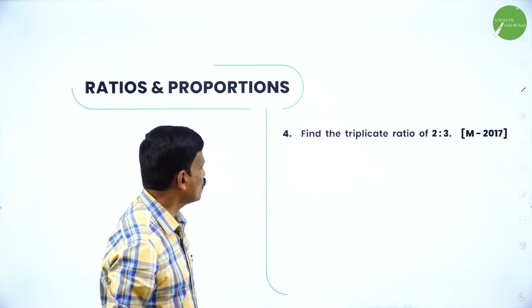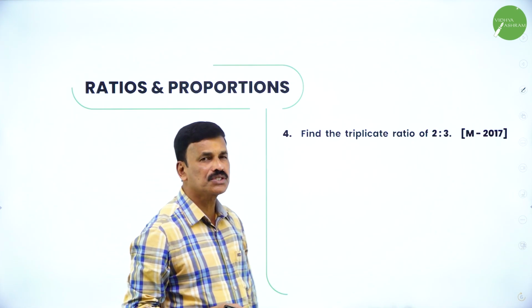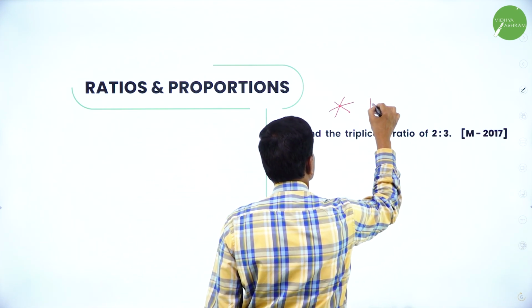Right. Now move on to the next problem. Find the triplicate ratio of 2 is to 3. This is also an important MCQ problem.